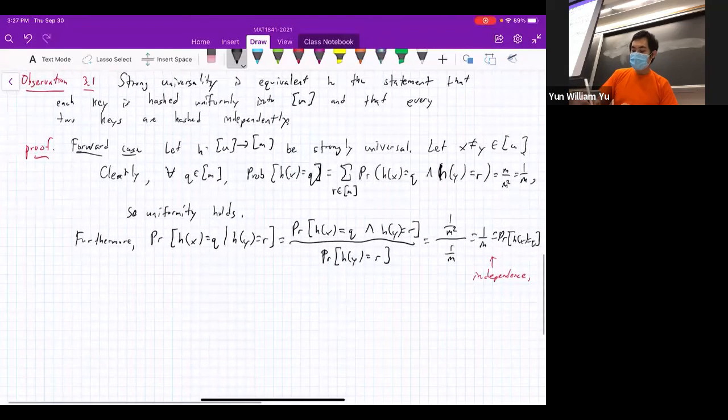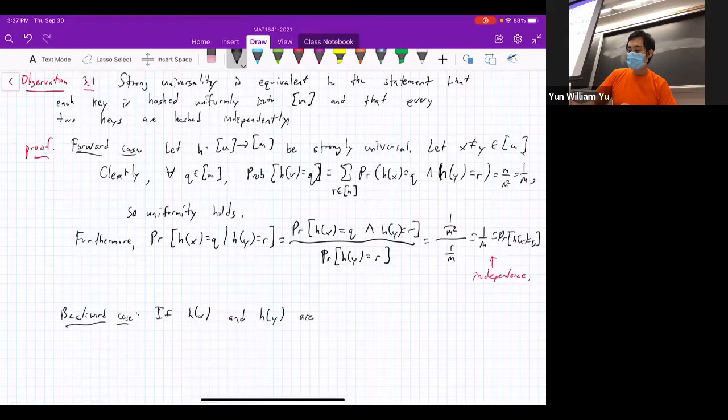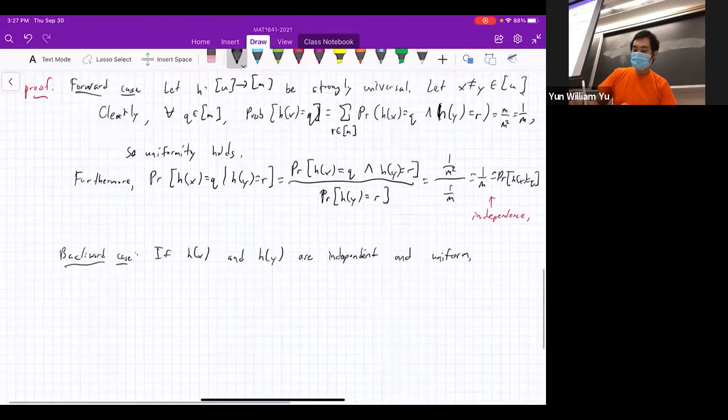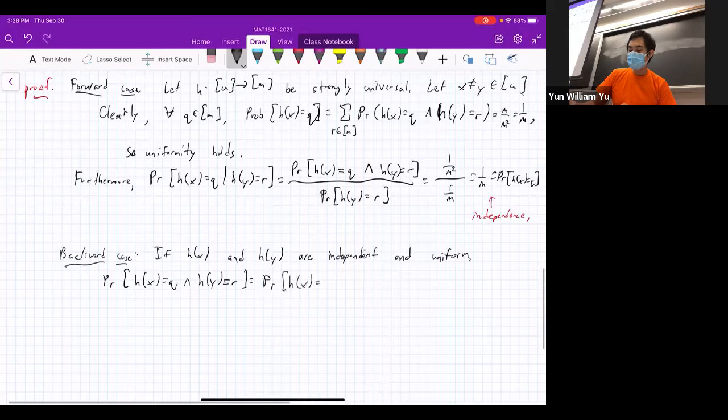And the backward case is even easier. So in the backward case, well, if h(x) and h(y) are independent and uniform, then clearly the probability that h(x) is equal to q and h(y) is equal to r is equal to, well, the probabilities multiplied against each other by independence.